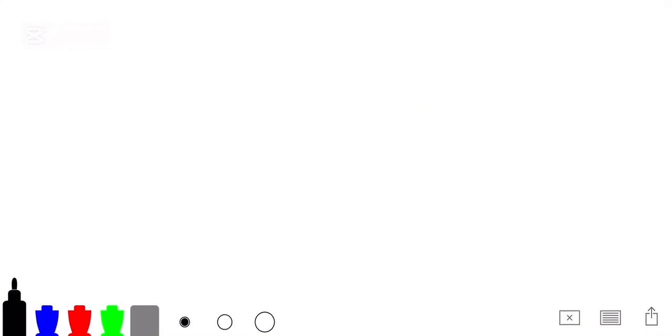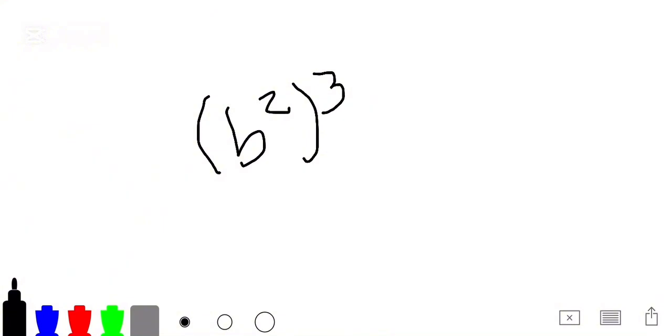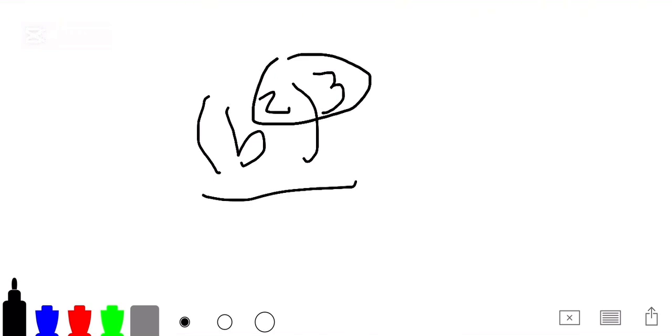Let's say we have an exponent on top of another exponent. For example, b squared to the power of 3. In this case, we would use the power rule. The power rule states that in a case like this, we multiply these two exponents, and this leaves us with b to the power of 6.